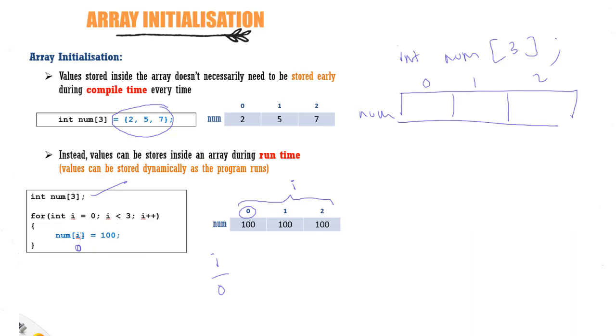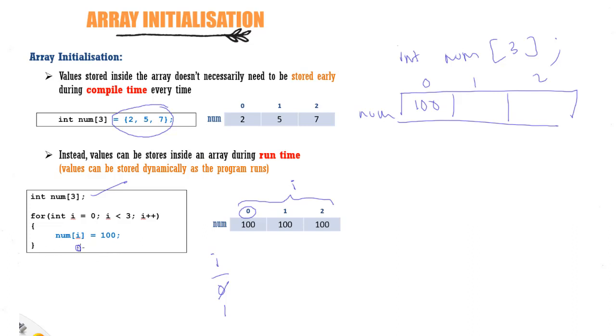Then you do num[i] equals 100. So i is 0, so num[0] equals 100. Meaning that inside num[0], I want to put 100. Once you've done that, go up there, i++. So i now becomes 1. Is 1 less than 3? Yes.